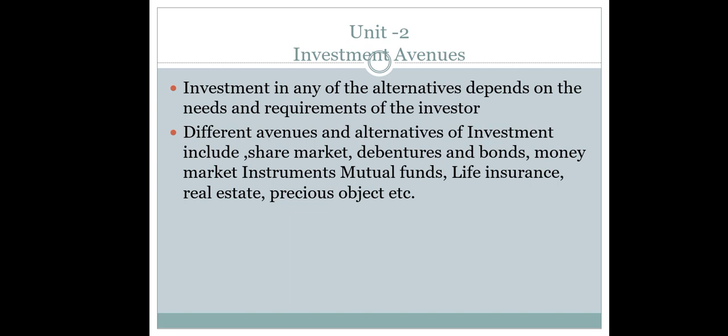We know these things. So we are paying money and we are buying this precious object. This is one type of investment. But we don't know about derivatives. Derivatives are also one type of avenue in investment. So this topic we are going to discuss in the next class. Each and every point whatever we have given here: the different avenues like share market, debentures, money market instruments, life insurance, real estate, precious objects, derivatives, non-marketable securities.